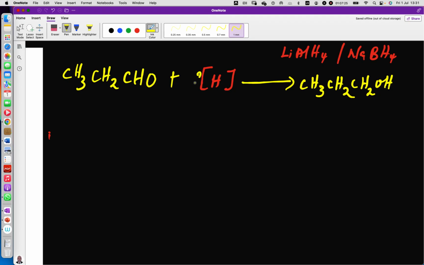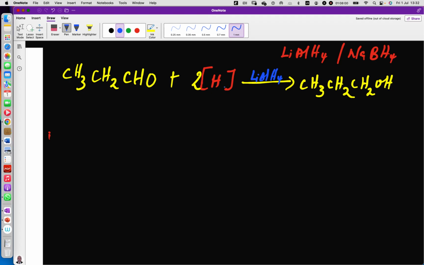We'll put a 2 here. Okay, we'll put a 2 there. So we are using lithium tetrahydroaluminate, LiAlH4. Lithium tetrahydroaluminate is a reducing agent, and the purpose of the reducing agent is to provide the hydrogen, unlike in oxidation, where the purpose of the oxidizing agent is to provide oxygen.